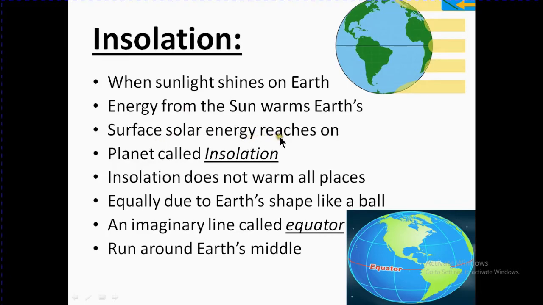Energy from the sun warms Earth's surface. Solar energy that reaches our planet is called insolation. All the solar energy that comes in the form of sunlight or rays that strike the surface of the Earth is known as insolation. Insolation does not warm all places equally. Very easy to understand this one.